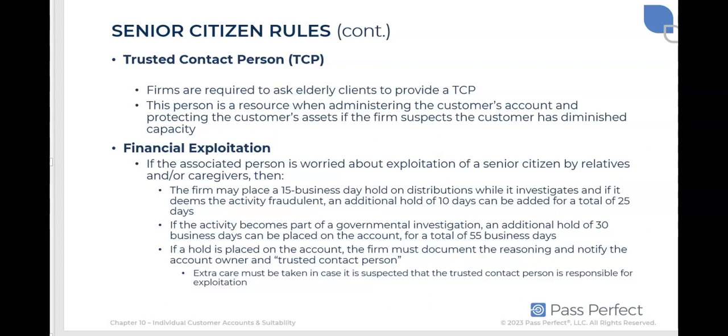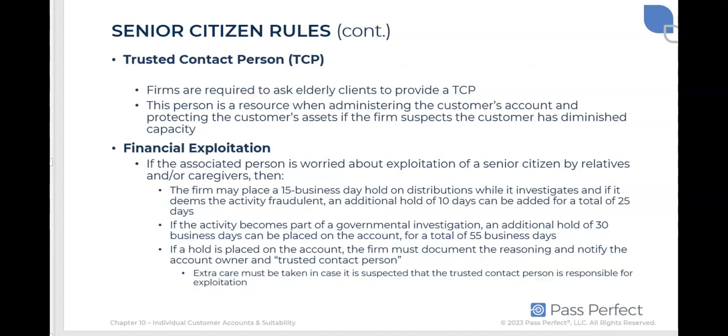Now, we are concerned about financial exploitation of seniors. All right, and that's things like fraud, intimidation, account retitling, or account theft. If we have cause to suspect some sort of financial exploitation, the firm can put a 15 business day hold on distributions. Okay, that's like 3 weeks. If we investigate and it seems to be fraudulent, they can additionally hold that for another 10 business days, for 25 business days total. That's 5 weeks. And if there's a government or law enforcement investigation, we can add another 30 business days on top of that, for a total of 55 business days.